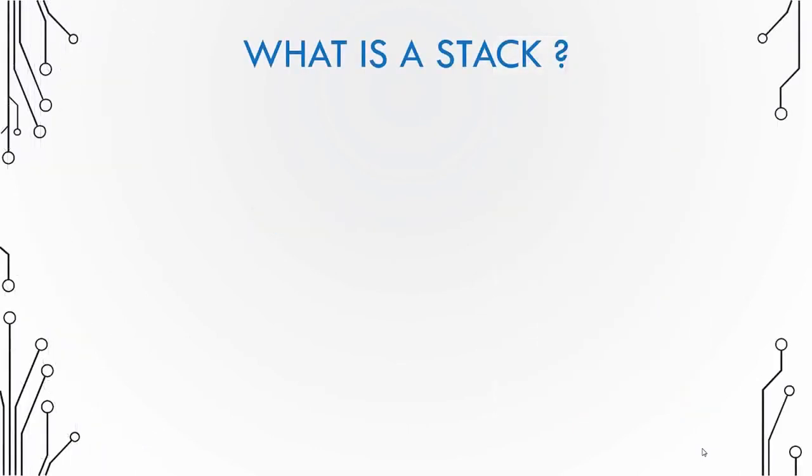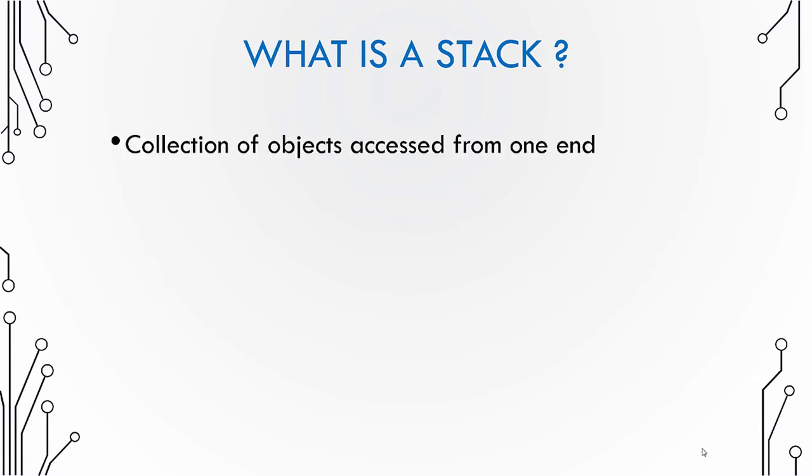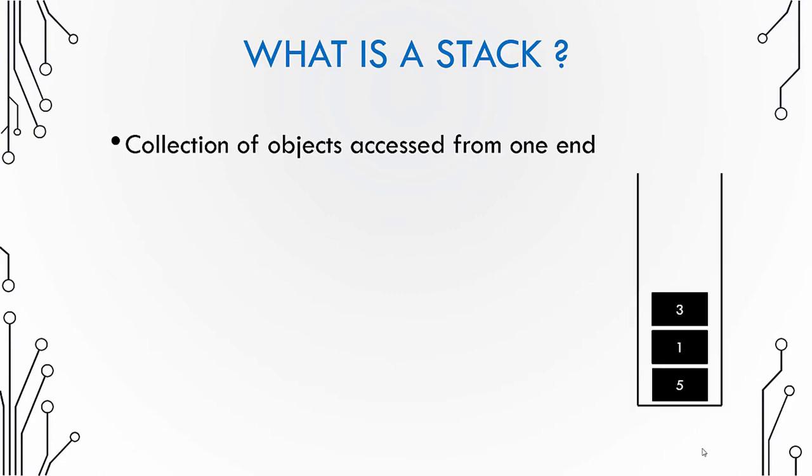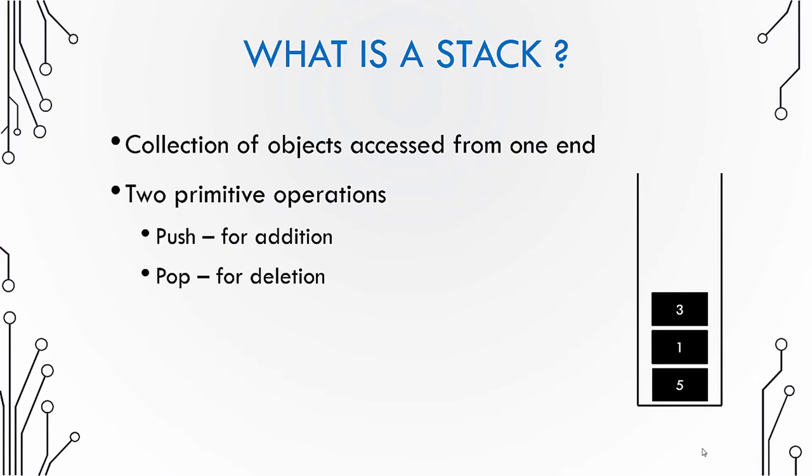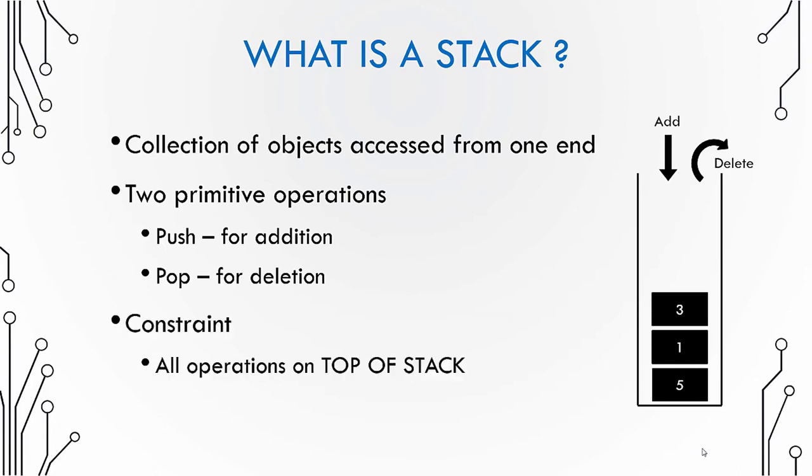So what is a stack? The abstract data type definition of a stack says that it is a collection of objects that are accessed from one end. So you have a collection of objects that can only be accessed from one end, in this case the top of the stack. And there are two primitive operations, one for addition and one for deletion of elements. For addition, you use the push operation, and for deletion, you use the pop operation. And there is a constraint, and it says that all the operations are done on the top of stack.